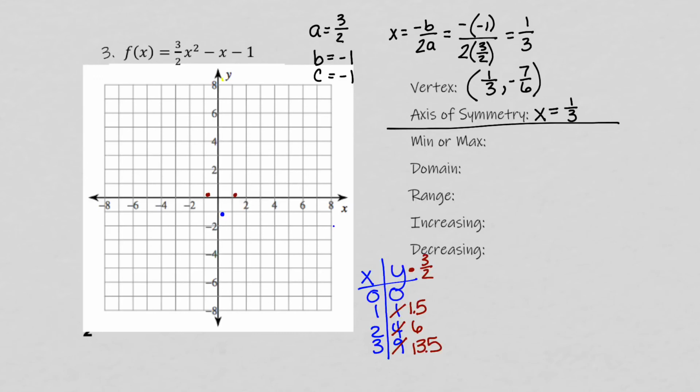Oh, and don't forget our axis of symmetry. Oh, that yellow is just horrible. I needed to change it. I keep forgetting. Our axis of symmetry is there. And see, those points are the same distance from that line.